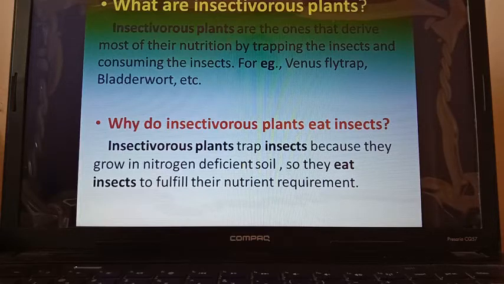So insectivorous plants grow in that type of soil that is deficient in so many nutrients, specifically nitrogen. So for that they are trapping and consuming insects to fulfill their nutrient requirement. From the insects they are getting their nutrients.